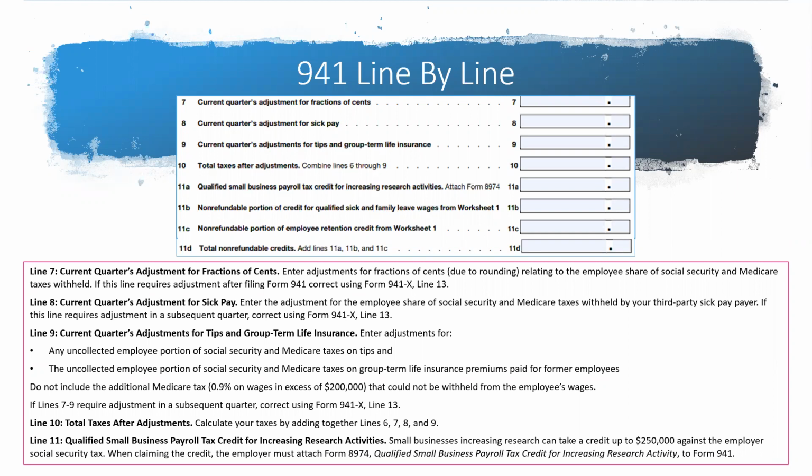You're not going to include additional Medicare on wages in excess of $200,000 that could not be withheld from the employee's wages. If lines 7 through 9 require adjustment in a subsequent quarter, then you're going to use a 941-X. You're not going to correct it on a regular 941. Line 10, we're just going to do some math, add up all of your lines 6, 7, 8, and 9. Line 11 is the qualified small business payroll tax credit for increased research activities. So if your employer qualifies for that, you will want to go ahead and enter that amount on line 11A.